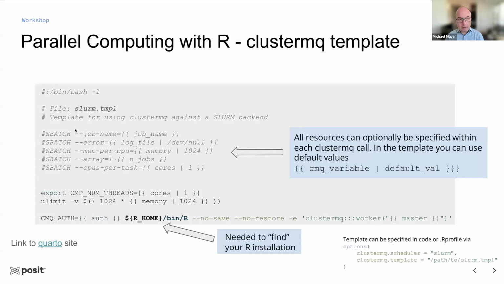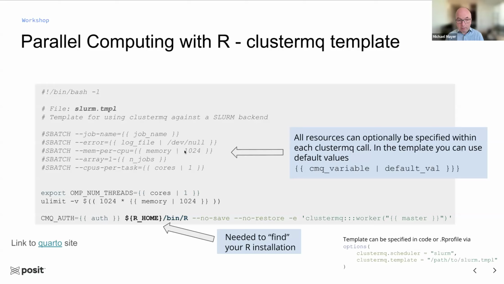And here you have also the same hash sbatch things again in a slightly more complex writing. Because it's a template, you can replace any of those things with your own values. For example, in the mem per CPU line you have a memory, which is the variable you can set in cluster MQ.